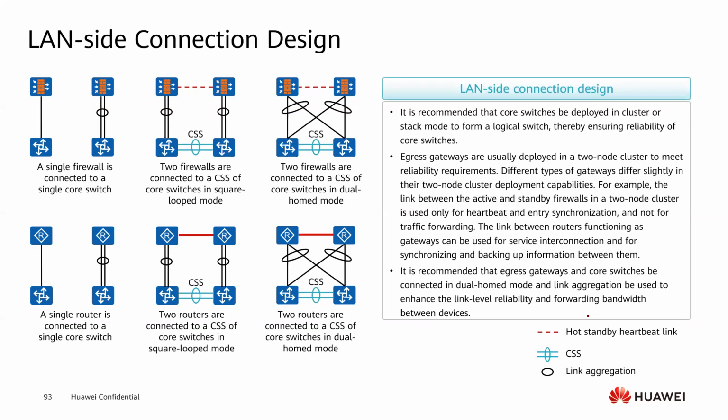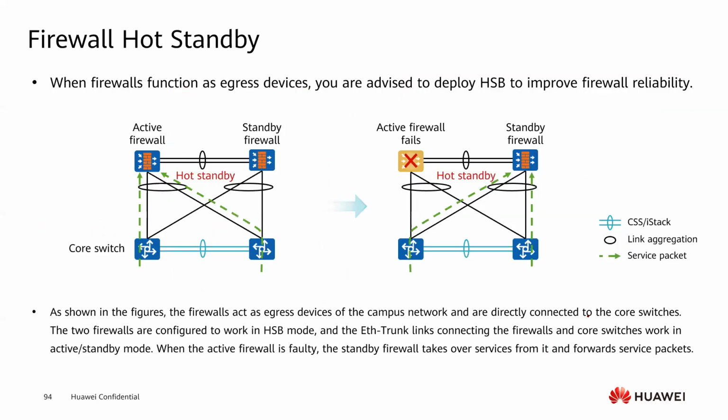And for the LAN-side connection, you need to consider reliability, such as using CSS, iStack, or Eth-Trunk to improve the reliability of the link side. And for the firewalls, you can deploy hot standby. That means whenever the active firewall fails, you can transfer the traffic to the standby firewall, so it does not interrupt the transmission of the service traffic, which improves the reliability.